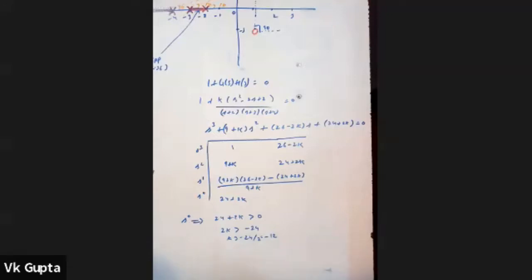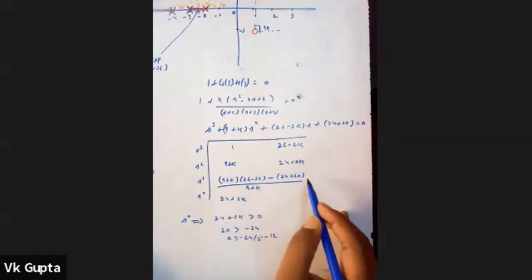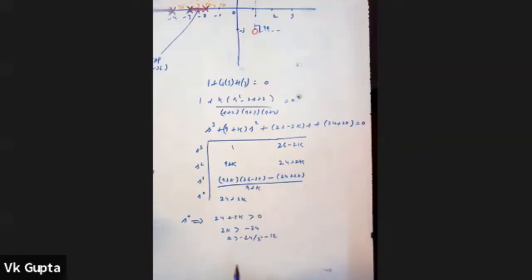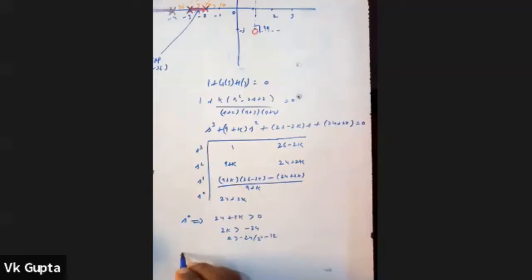Now let us take this whole and make it greater than 0. So from this, from S1, we will get 9 plus k into 26 minus 2k minus 24 minus 2k should be greater than 0.